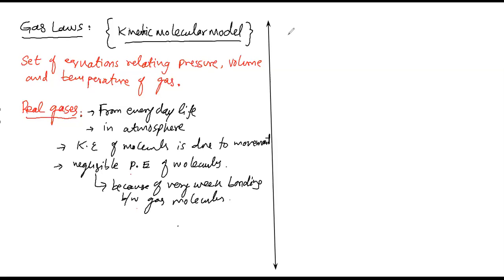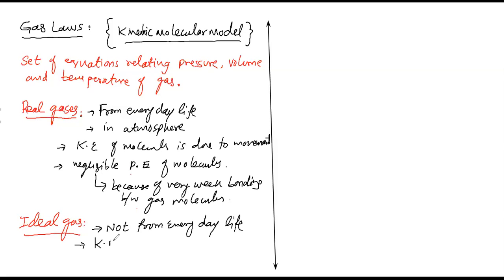Okay, then there is another gas which is ideal gas. Ideal gas is not from everyday life, and the main feature is that kinetic energy is present, but molecular potential energy is zero. Molecular potential energy is zero. It means no bonding at all. So it means the ideal gas is one in which molecules are not bonded to each other. Even with weak forces, they are not bonded. So that's why we say that these are the ideal gases.